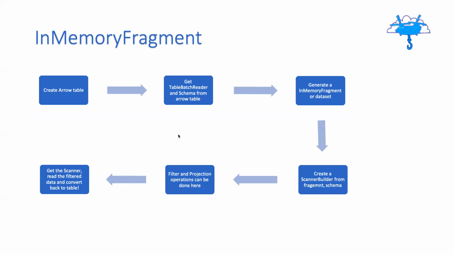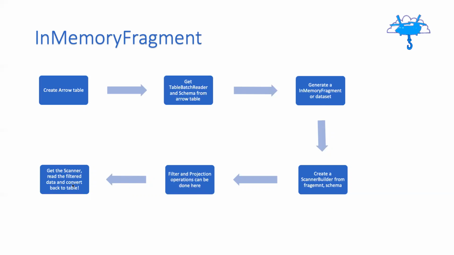Here's the workflow of my implementation. At first, I create an Arrow table with fake data, and I use the table batch reader and the schema to generate an in-memory fragment or dataset. Then I create a scanner builder from this fragment and the schema. In the scanner builder, we can do the filter and the projection directly. So we don't need to write our own code. We can just call the API. It will be much more convenient.